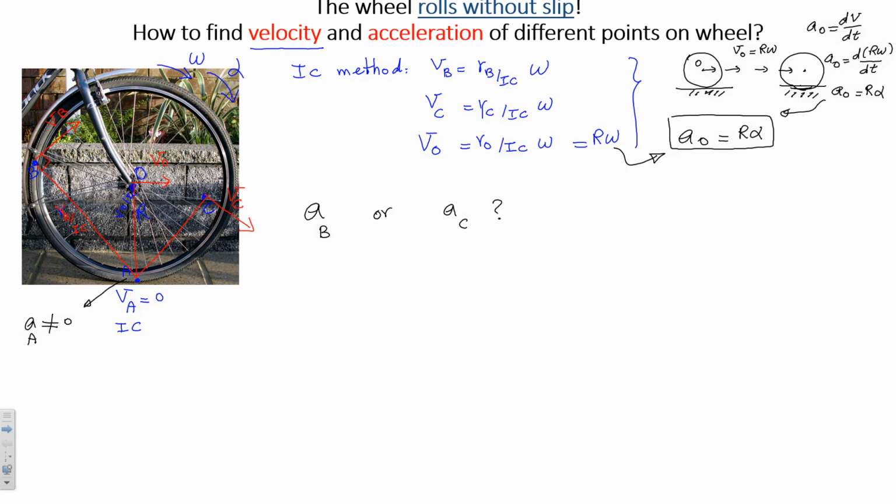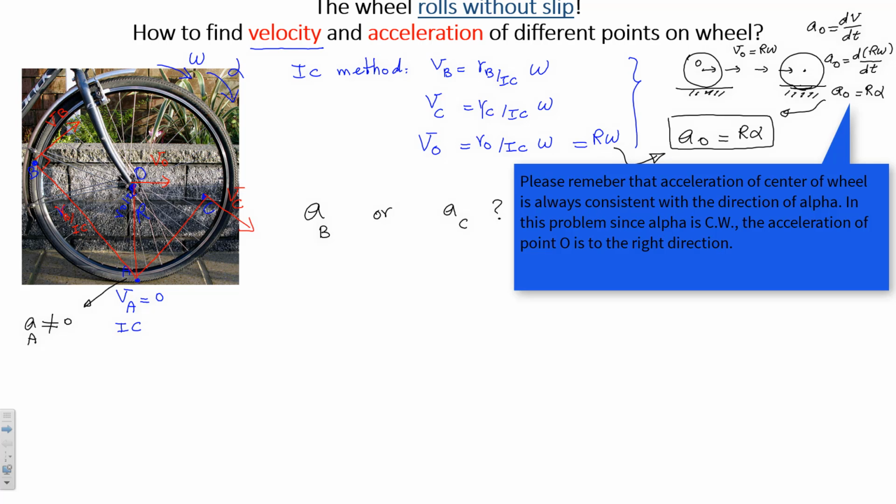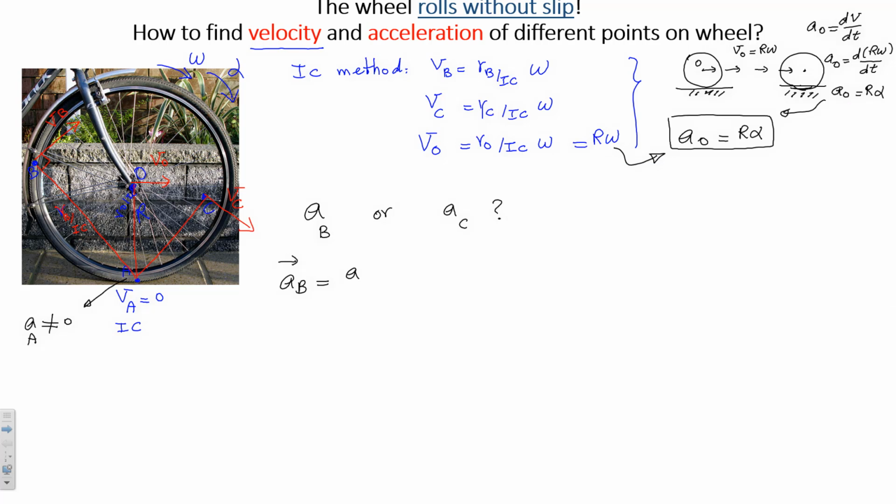In this motion, in rolls without a slip, we just know the acceleration of one point. When we start solving the problem, we know acceleration of point O, which is equal to R alpha. So I can use the relative acceleration equation in vector form to find the acceleration of any point on the wheel. For example, for point B, this equation is like this: AB is equal to AO plus alpha cross RB/O minus omega squared RB/O. Alpha and RB/O are vectors.